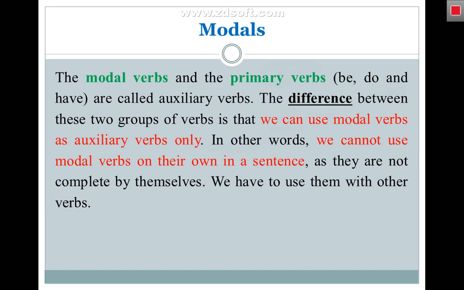The difference is very easy. It's a piece of cake. We can use modal verbs as auxiliary verbs only. On the other hand, the primary verbs be, do and have can either be used as auxiliaries or as main verbs. By the way, you can go back to the lectures where the verbs be, do and have are explained in detail as main verbs and as auxiliaries.